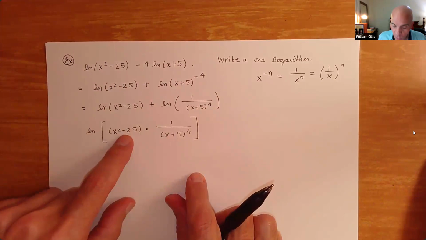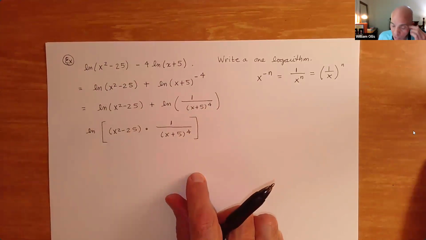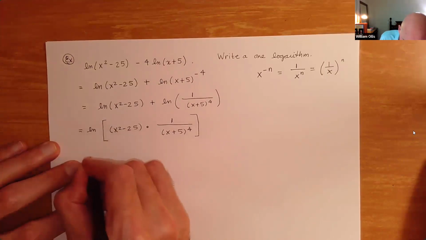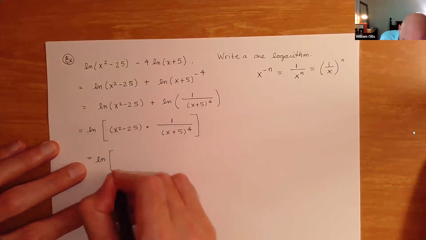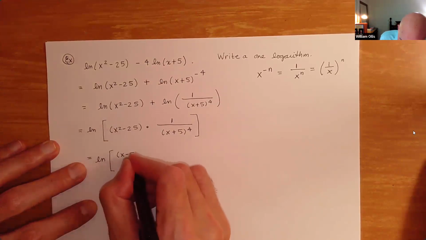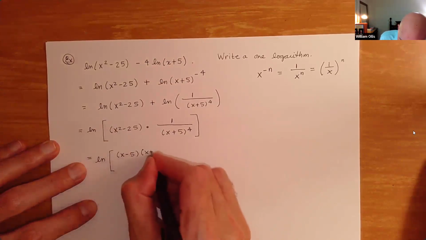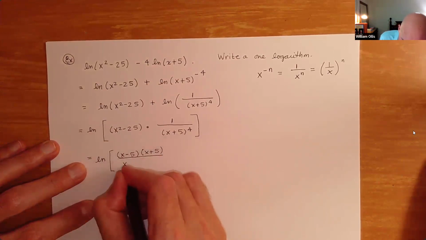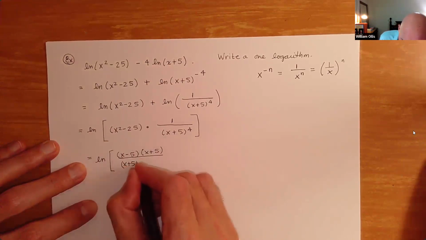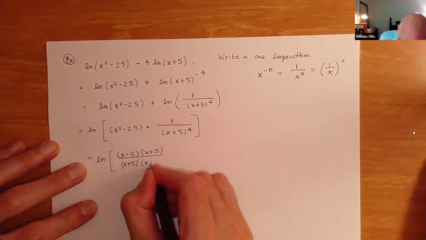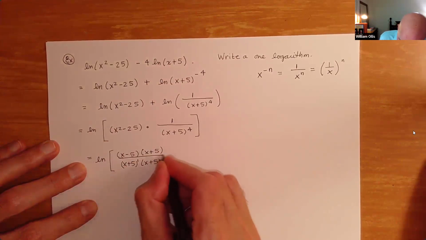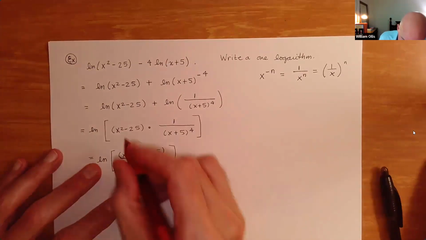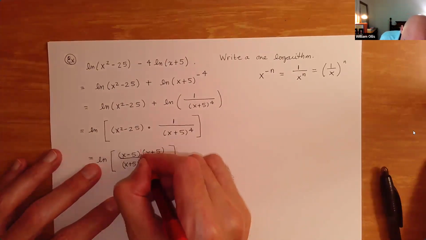And notice we can go ahead and factor the difference of squares here to absorb one of the x plus 5s. So I want to write this out in full detail so you can see what's going on. So we have x minus 5 times x plus 5. And then, of course, downstairs, we can go ahead and write this 4th power as x plus 5 to the 1st power and x plus 5 to the 3rd power, just like that. And now you can see that the x plus 5s absorb.